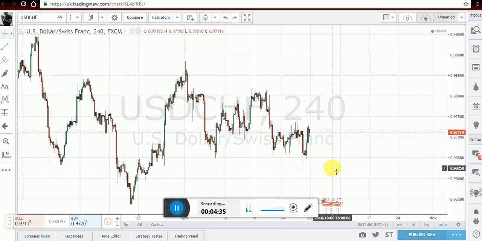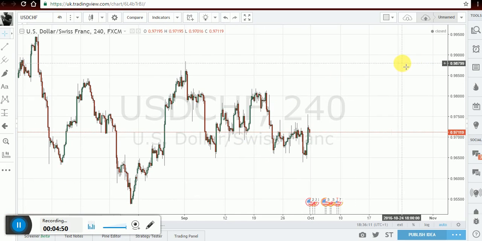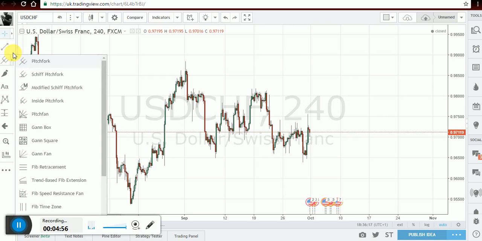So I've actually got 4 different patterns that I want to show you guys that are setting up on some of the currency pairs I'm going to go through. The first one is the US dollar Swiss franc. We do have a potential bullish Gartley pattern that I've been watching. We haven't completed it yet. We're nowhere near completion, but this is the pattern. Actually, let me just draw out the pattern for you guys.